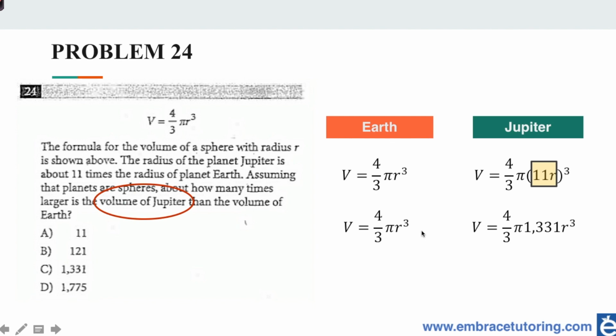Notice everything else remains the same: the 4 over 3, the pi, the r to the 3 power. So really the only difference here is that Jupiter is 1,331 times larger than Earth, making C your best possible answer for question number 24.